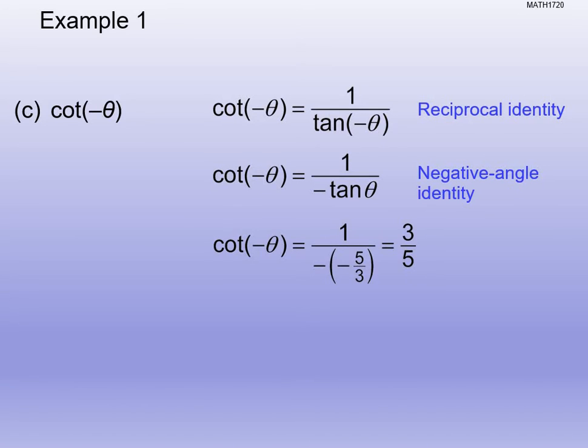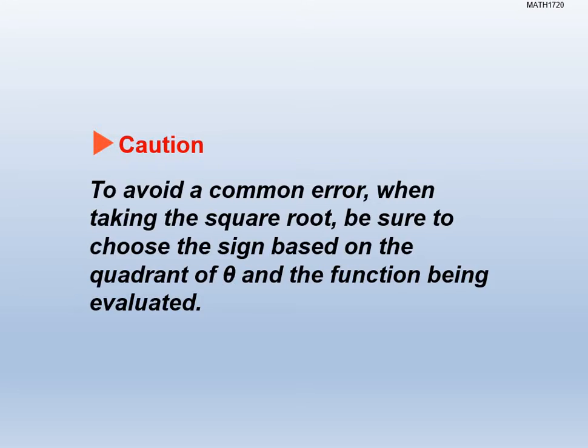Then we substitute in our given values. So 1 divided by negative 5/3 ends up giving us positive. Negative times the negative is a positive. Then we have to multiply the numerator and the denominator by the reciprocal of 5/3, which is 3/5. So when we do that, we end up with cotangent of negative theta is equal to 3/5. All right, so that's working through all the different aspects of those.